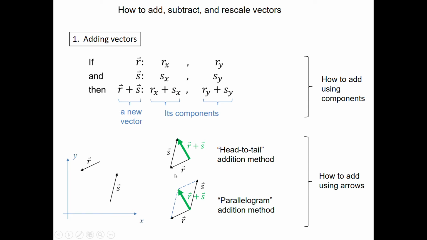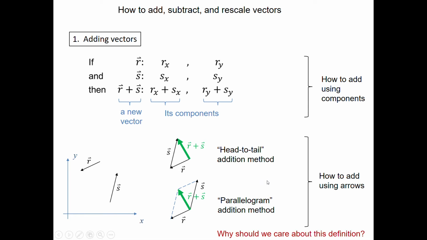Why do we have two different methods for doing it? Well, sometimes you'll just happen to have your vectors drawn so that the tails meet, and you'll want to use the parallelogram method because it's the path of least resistance. Sometimes it's easier to add them tip to tail just because of how you see things in a diagram or something like that. So it's useful to know both of them.